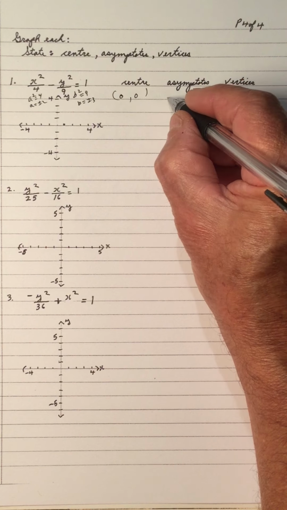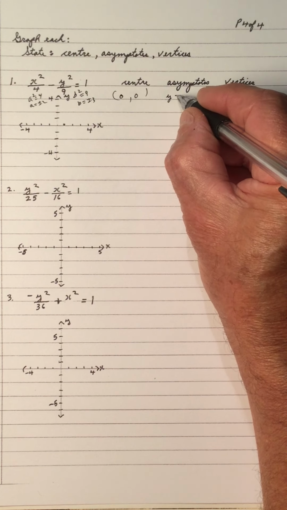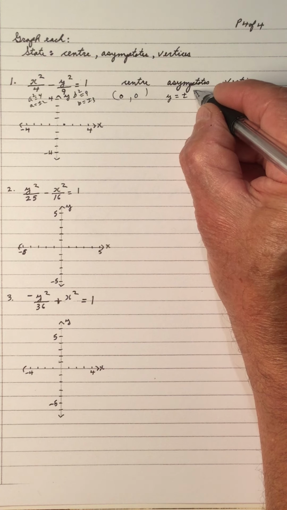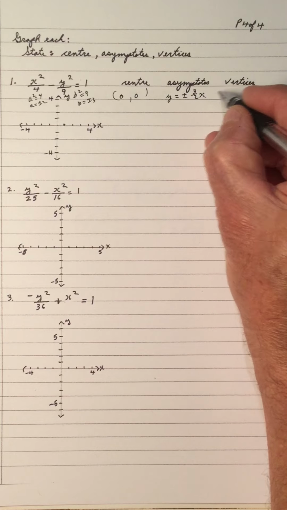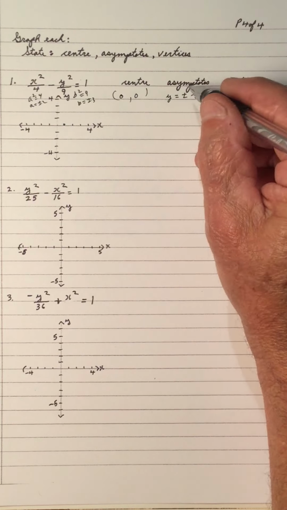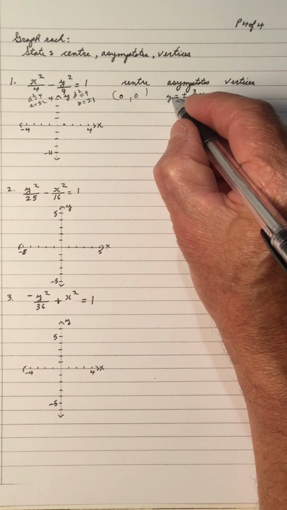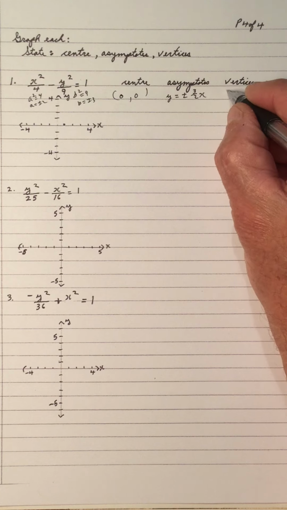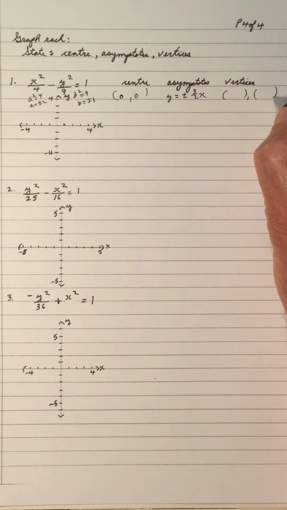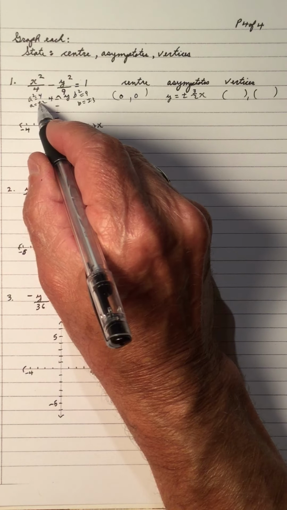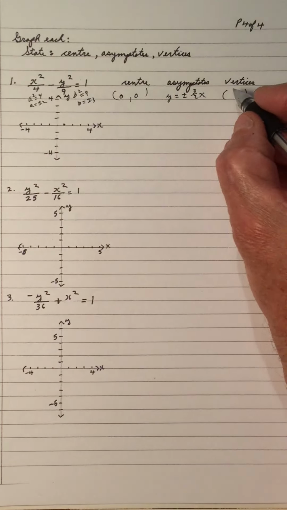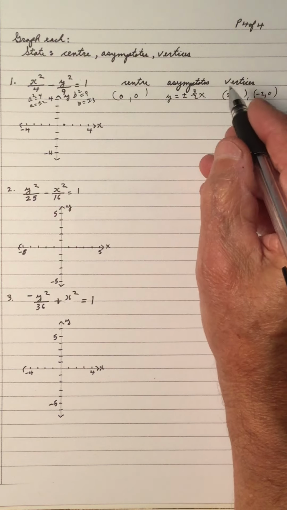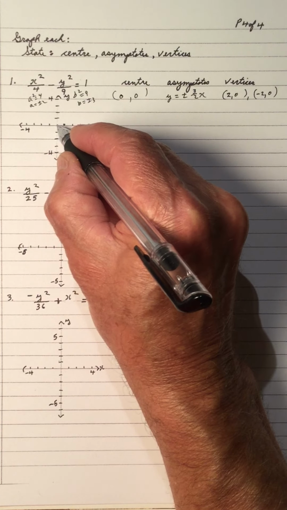Because the center is (0, 0), we have y equals plus or minus, and the asymptote is b over a, so that's 3 over 2 x. Again, because the center is (0, 0), we have no numbers added onto the y or onto the x. And the vertices are the intercepts, and x is plus or minus 2, we have x-intercepts, so we have (2, 0) and (-2, 0). So let's plot. We have a center of (0, 0).